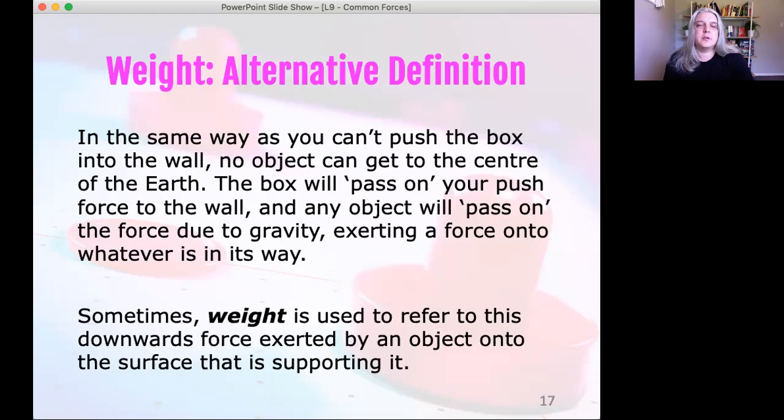Sometimes weight is used to refer to this downwards force exerted by an object onto the surface that's supporting it. So that means that rather than talking about the gravitational force that's attracting an object to the Earth, sometimes people, when they say weight, they mean the force that an object exerts onto the surface in its way, the one that's preventing it from moving in a direction it's being pushed or pulled. Now there's nothing specifically wrong with that. It's not the way we just defined weight, so I won't tend to use it in this manner usually. However, there are some scenarios where we do.